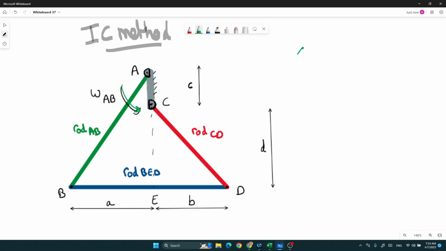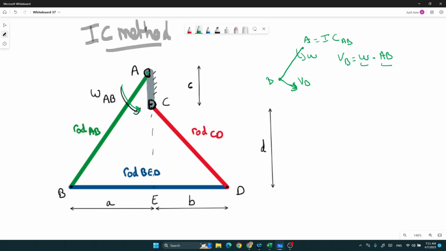So we have the road AB. A is the fixed point. It's rotating about A. So this one will be the IC of the road AB. So it's rotating on this line. So B will be in that direction. VB will be in that direction. We know the omega. If we do the IC, we know that VB equals omega times the distance AB. So we can find VB because we know omega and we know AB.